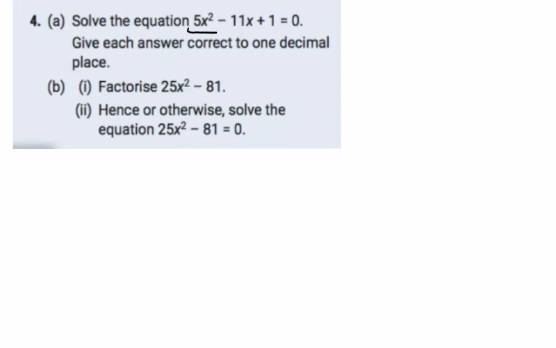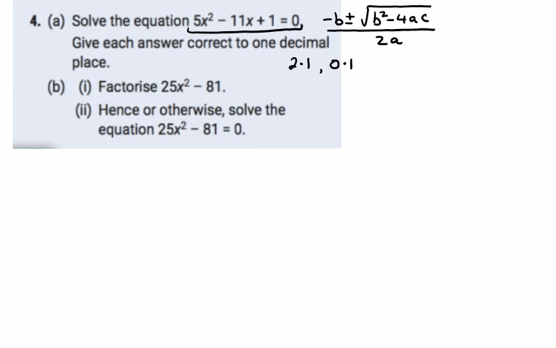4a is a quadratic formula question. You know it off by heart now. Keep writing it down every time you have the question. It just becomes second nature by the time you reach the exam. Fill these values in, and the two answers for this one are 2.1 and 0.1.